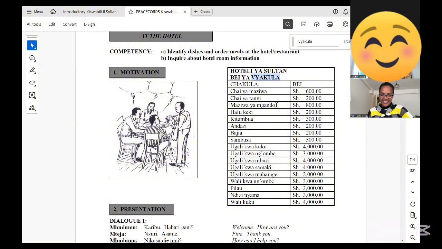Maziwa ya mgando. So that's milk with mgando. So maziwa ya mgando is the opposite of fresh milk. Not the powdered. You see fresh milk, then we have the one which is not fresh, like they have condensed it, something like yogurt. But is it sweet? Is it very sweet or not? No, it's normal, but some people will add sugar before it will be sweet. But if you didn't add anything, you just feel the taste of milk, but the milk which is condensed. Okay.